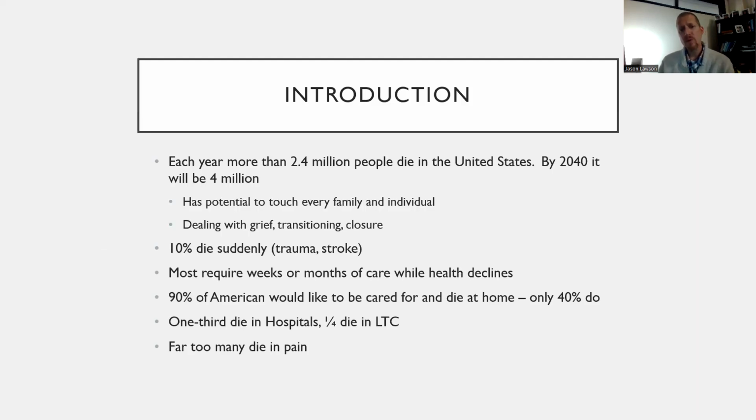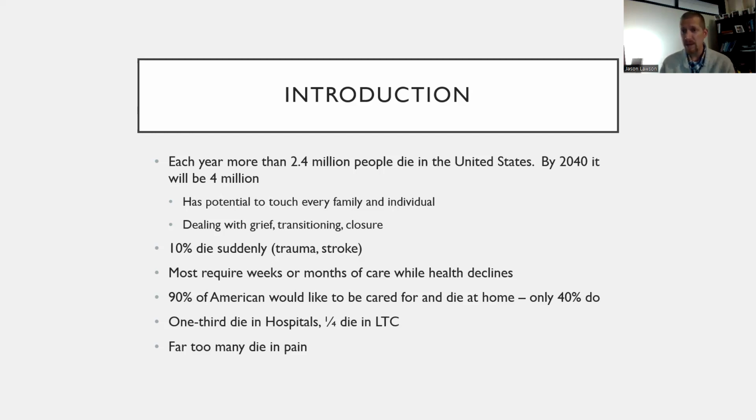So each year, more than 2.4 million people die in the United States. And by 2040, with our increase in population, it's likely going to be 4 million. I think we all know and all have dealt with people who have passed away. It touches everybody. We're dealing with grief, transitioning in life, family, or our roles change when we lose people that are near and dear to us. And it's unfortunately part of life, right?